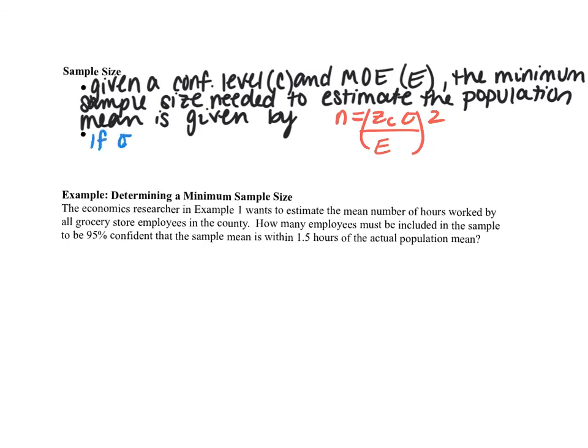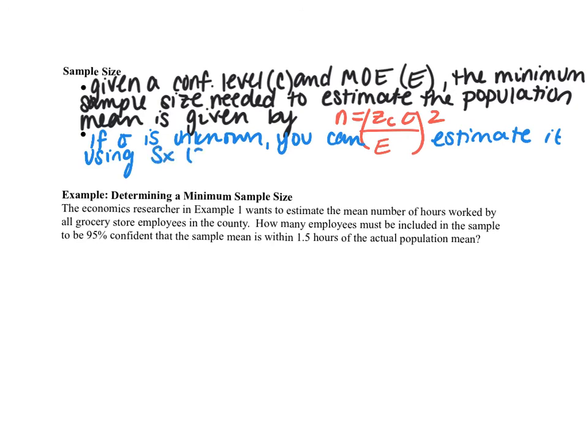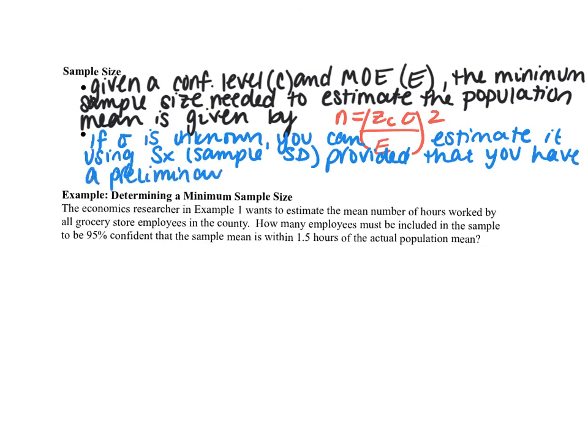If our population standard deviation is unknown, you can estimate it using S of x, which is the sample standard deviation, provided that we have a preliminary sample with at least 30 members. Okay? With at least 30 members.